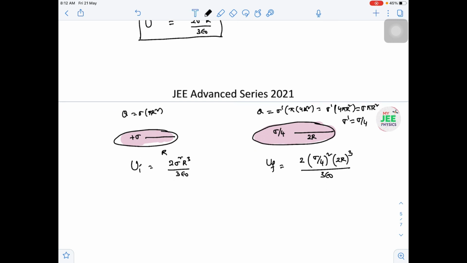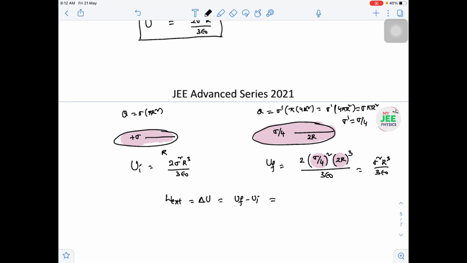So then how to find out the work done? Work done by external agent, let us say, is delta U, which is nothing but final minus initial. Let us simplify this part. What is the value we'll get? 2 cube is 8, and 1 by 4 square is 16. Then it is directly sigma square, 16, 8 and 2. I think all the numbers will cancel out. Sigma square r cube by 3 epsilon naught.